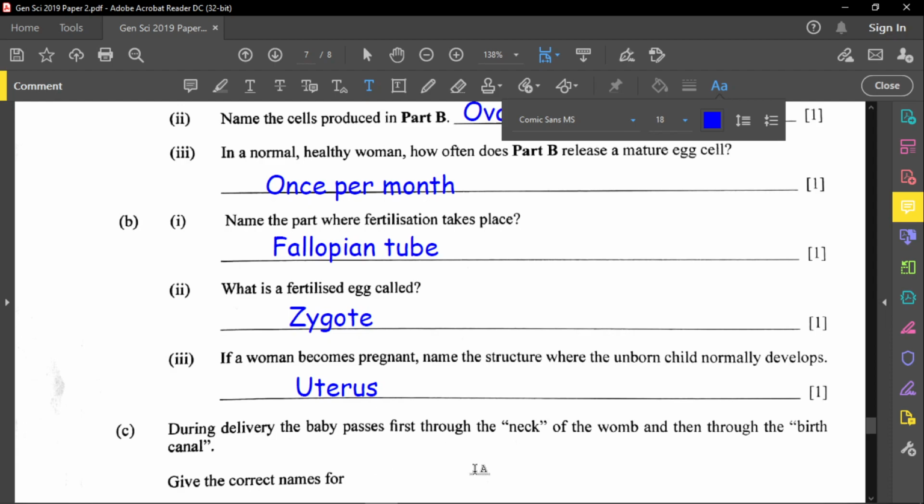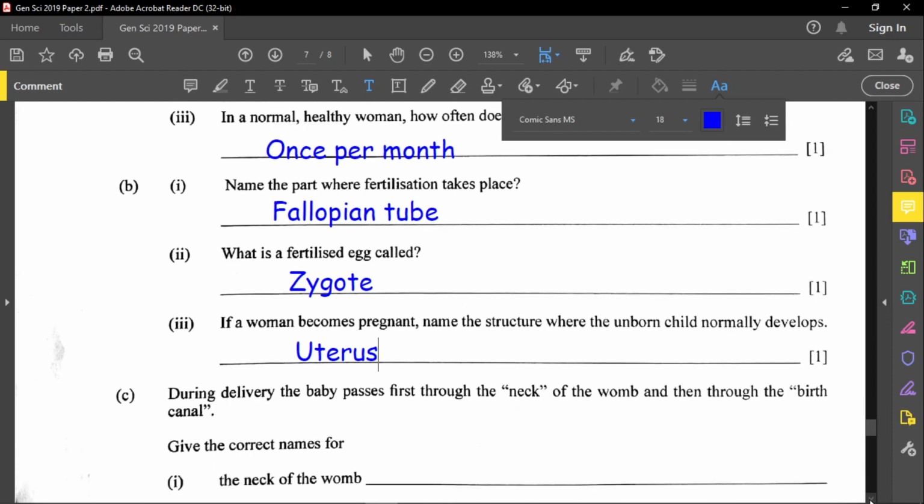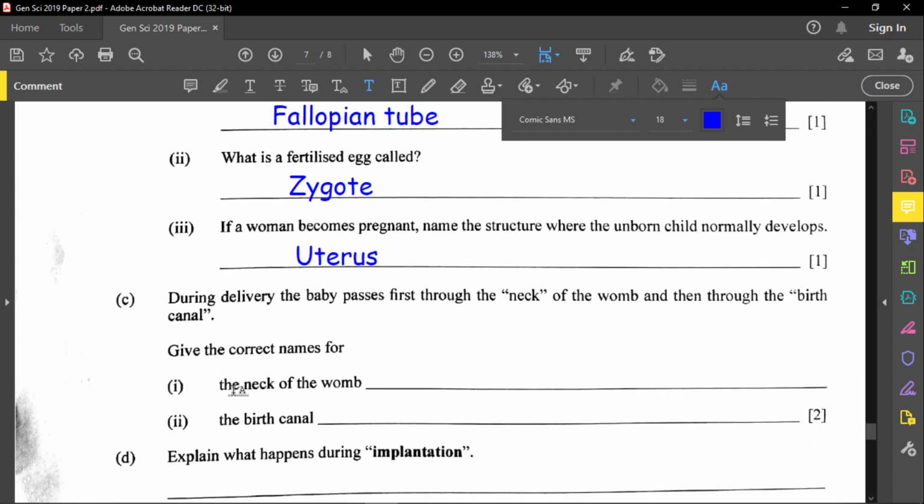All right, great. It said during delivery, the baby passes first through the neck of the womb and then through the birth canal. And so it asks right here, give the correct names for the neck of the womb. And the neck of the womb here is called the cervix. I'm going to label it on the diagram for you right there. All right, and the birth canal is called the vagina.